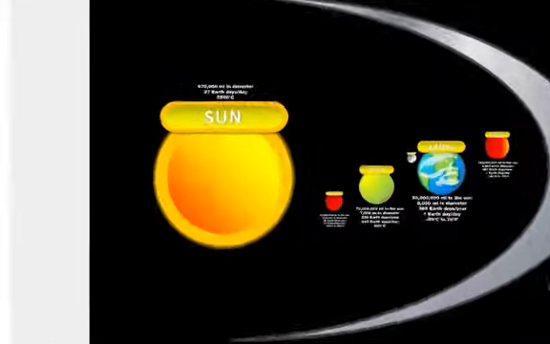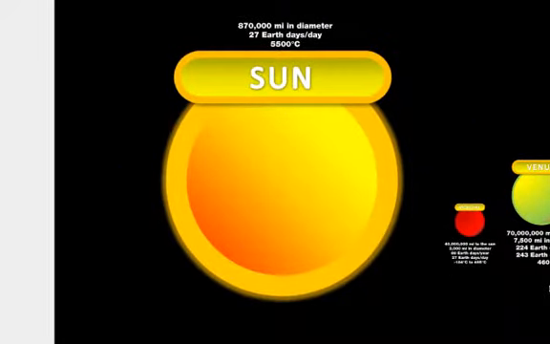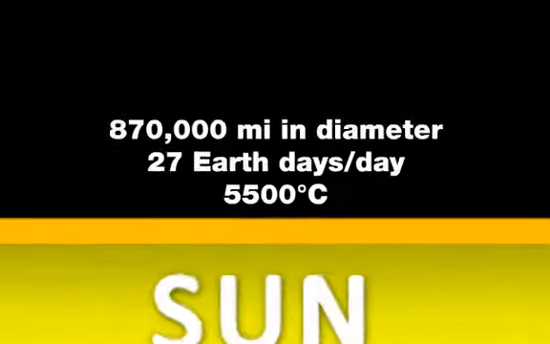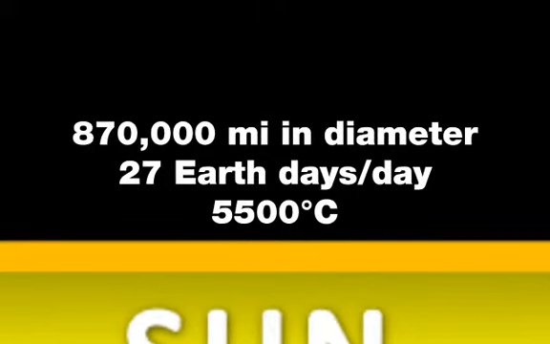Pretty cool things when we look at the sun. Here's that big old bright ball in the sky. It's 870,000 miles in diameter, and it's 27 Earth days per sun day. So it takes 27 of our days for it to have one day in the sun. And it's a cool 5,500 degrees Celsius. No big deal. You could live there, right?